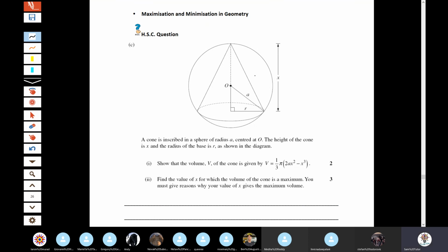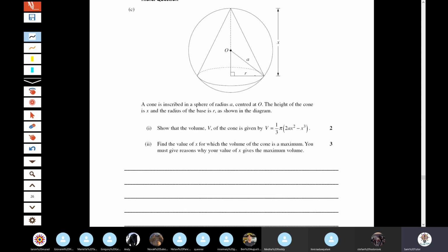The hardest ones you will get are the geometry ones, because they don't have numbers. They just have letters. Let's see if we can get these out. A cone is inscribed in a sphere of radius A, centered at O. The height of the cone is X. Yep, I can see that.